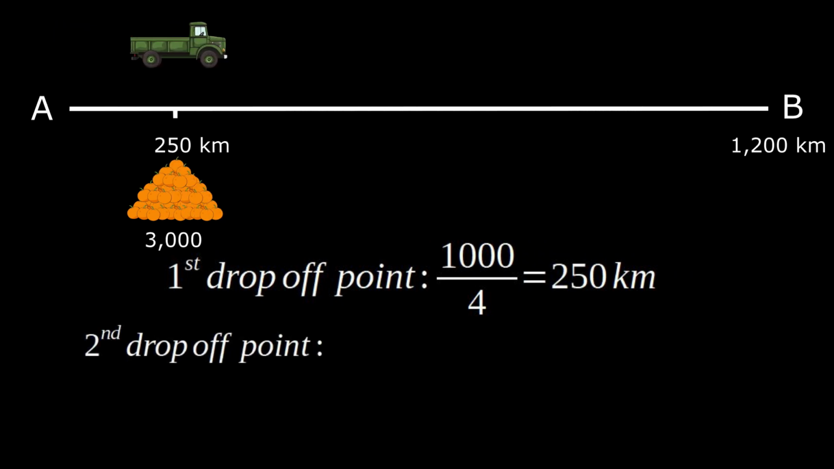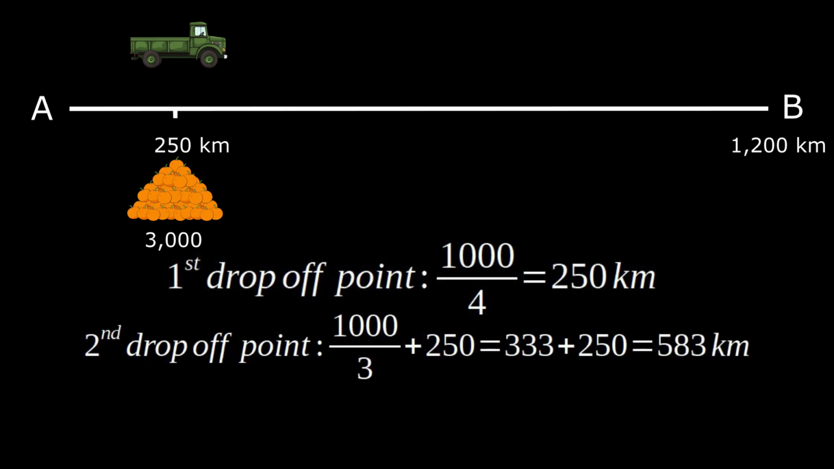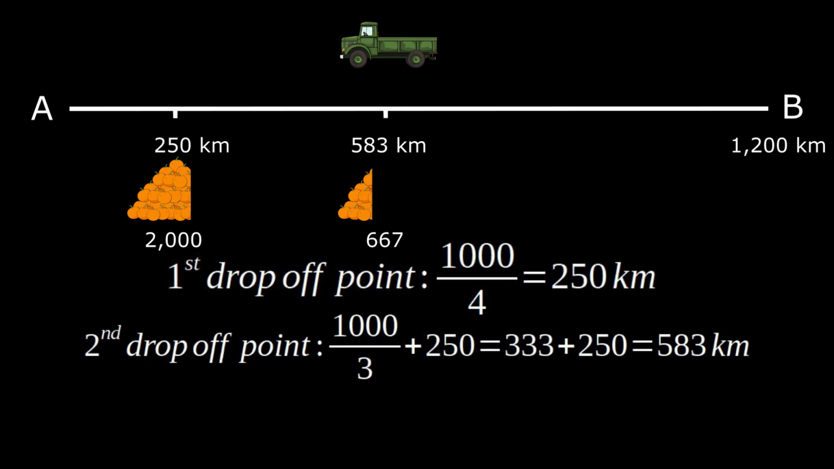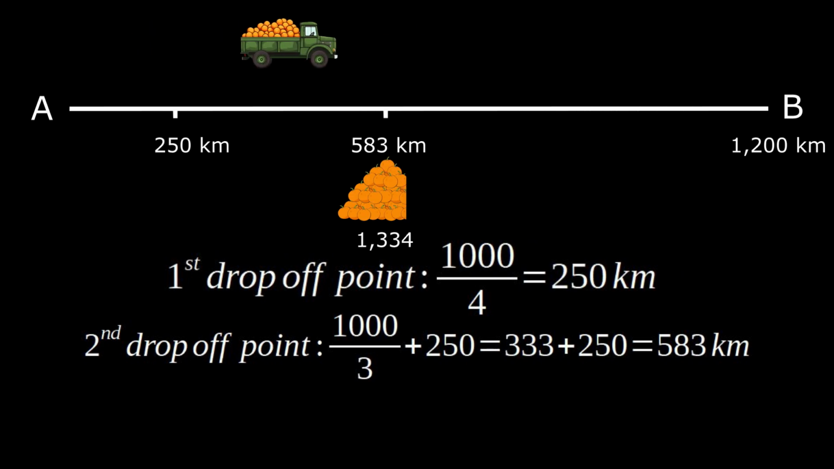Okay, in order to get from the first checkpoint to the second checkpoint, we need less trips. This time we only need 3 trips. So 1,000 over 3 is 333 kilometers. Plus 250 kilometers is 583 kilometers. And we have to leave 1 orange behind. And we'll have 2,000 oranges there.